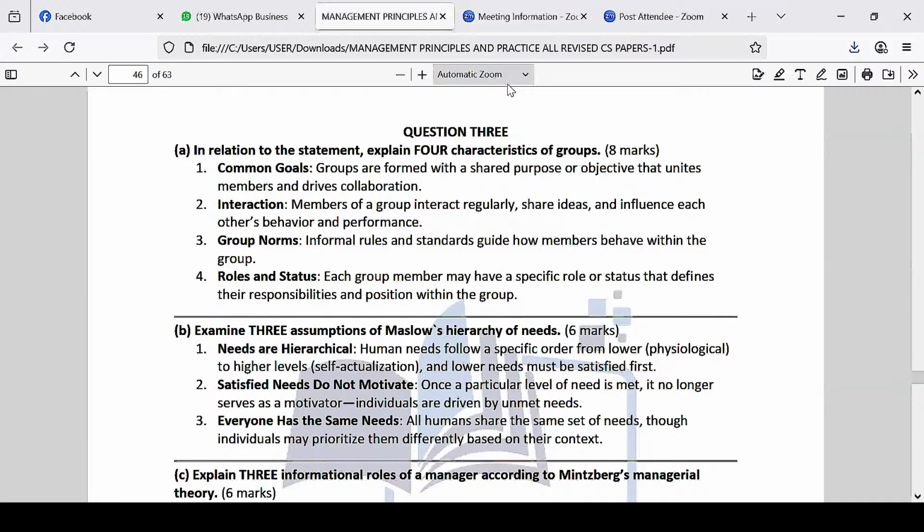Then five is rules, roles, and status. Each group member may have a specific role or status that defines their responsibility and position. This is very true. Sometimes in the group we allocate duties and responsibilities. So you know that you're the group treasurer, you are the chairperson, you are the team leader, you are the sergeant at arms. So sometimes we talk about the roles given to each group member, and also their responsibilities.